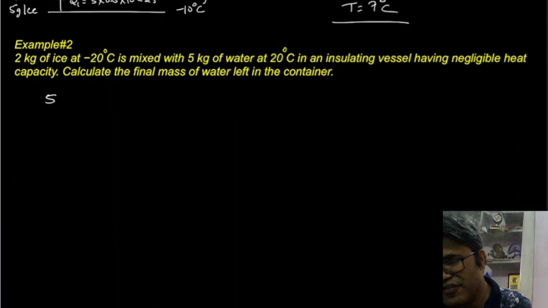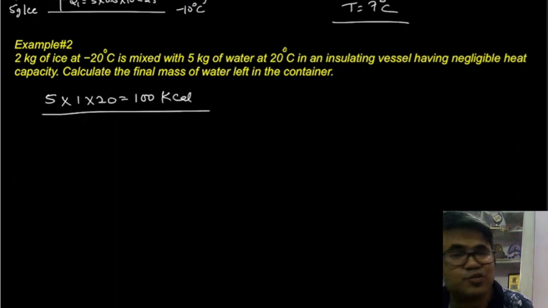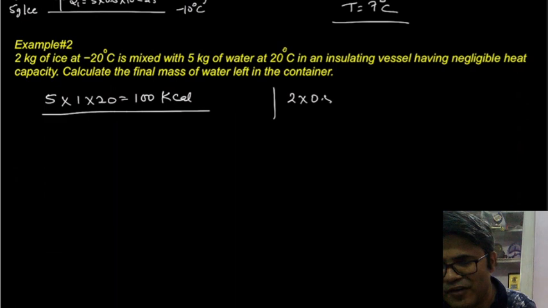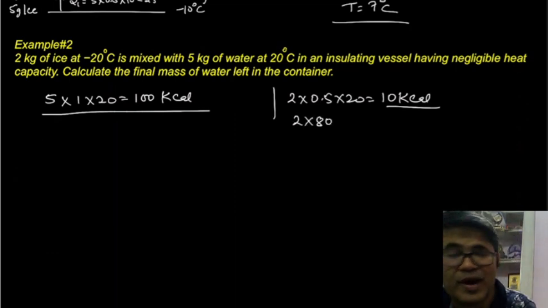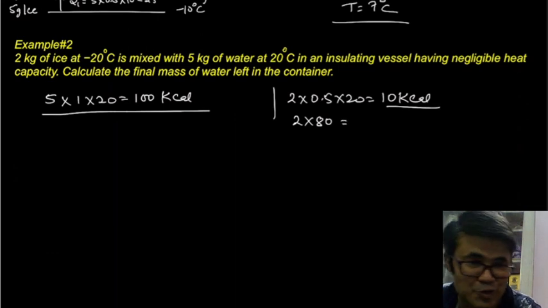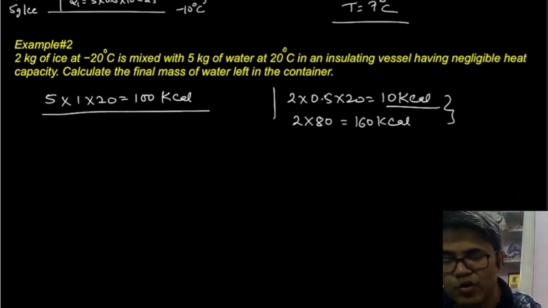Now, so the 5 kg of water, that is 1 kilocalorie per kg into 20. It can potentially give up 100 kilocalorie heat till it comes to 0 degrees Celsius. Now what about ice? For the ice to come to 0 degree, what it requires? 2 into 0.5 into change of 20 degrees, that much is 10 kilocalorie. So still the amount of heat is still left. Now to melt it completely, 2 kg, you require 80 kilocalorie per kg. So you should be familiar with this data, na? So 160 kilocalories. So what is the demand to completely melt?